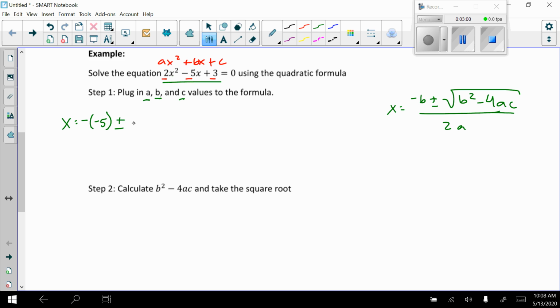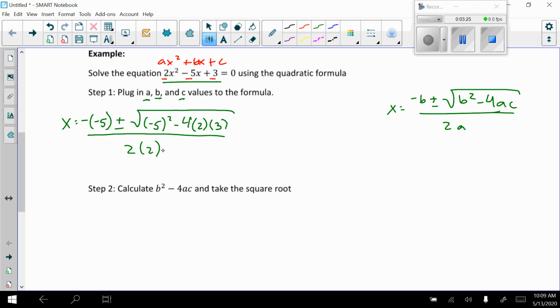Plus or minus the square root of b squared. Again, b is negative 5 squared, minus 4 times a, which is 2, times c, which is 3, and all of that is underneath the square root, and it's all divided by 2 times a, which is 2.